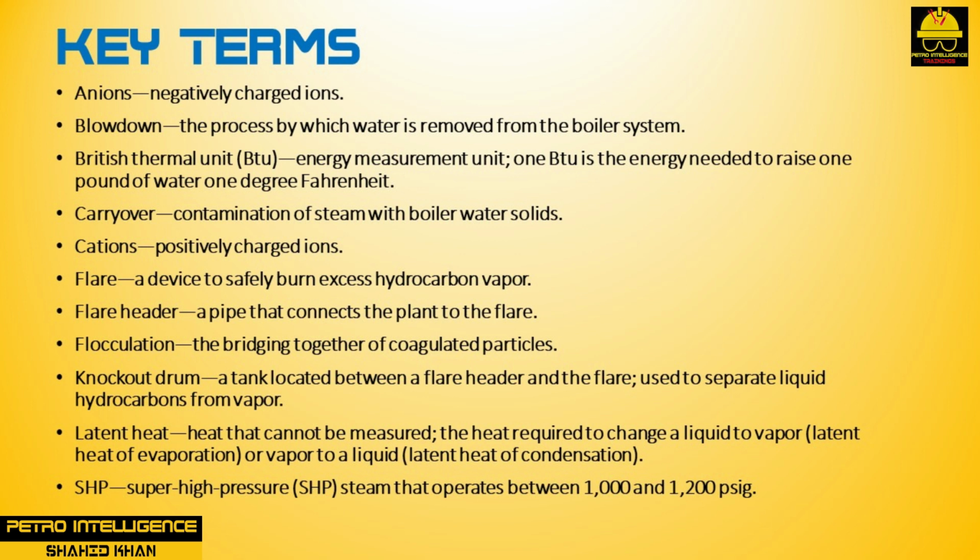Flare is a device to safely burn excess hydrocarbon vapor. Flare header is a pipe that connects the plant to the flare. Flocculation is the bridging together of coagulated particles. Knockout drum is a tank located between a flare header and the flare, used to separate liquid hydrocarbons from vapor. Latent heat is the heat that cannot be measured, the heat required to change a liquid to vapor, latent heat of evaporation, or vapor to a liquid, latent heat of condensation. SHP is super high pressure steam that operates between 1000 and 1200 psig.